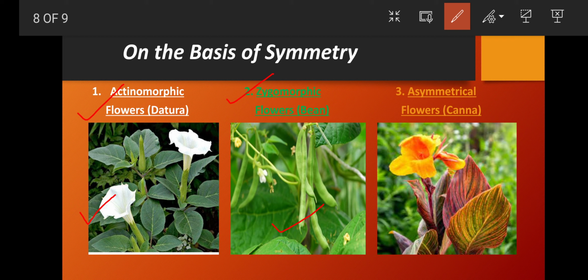Third is asymmetrical flowers. These flowers, if they are cut vertically in any plane, separate into two unequal halves. And the best example for the asymmetrical flower is canna. This is the picture of a canna here. It is orangish yellow in color. They are also red in color, and bright yellow also.